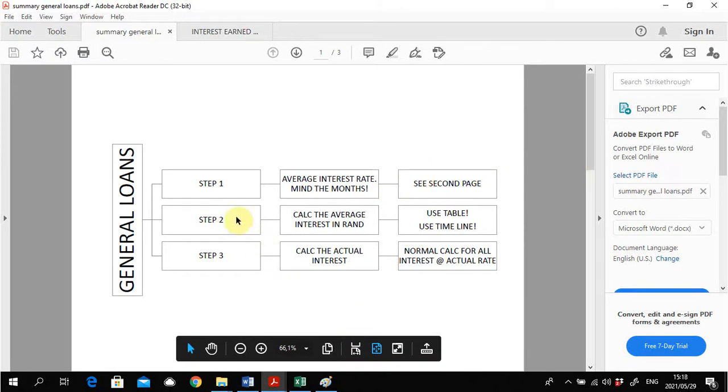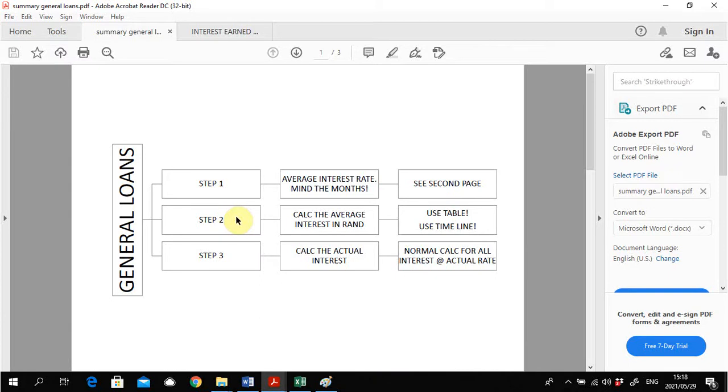Then in step 2, you need to calculate the average interest in rand. And of course, these calculations are done in a specific sequence. And that's why I've set out these 3 steps. So to calculate the average interest in rand, you need the average rate which you calculated in step 1. And here I've said that you need to use a table and a timeline, which I will explain just now. And then we have step 3.